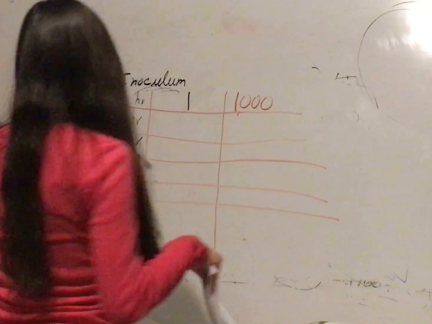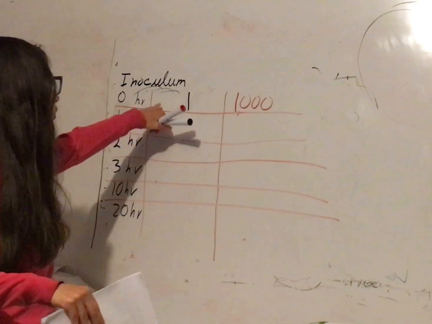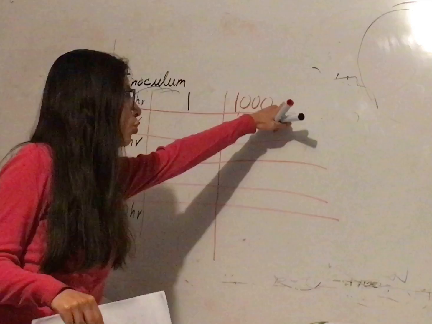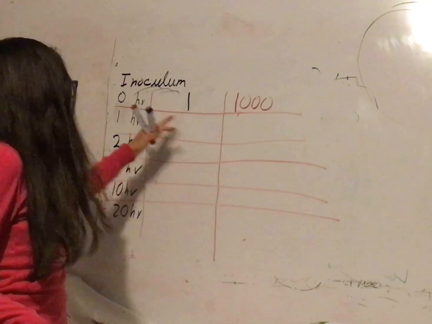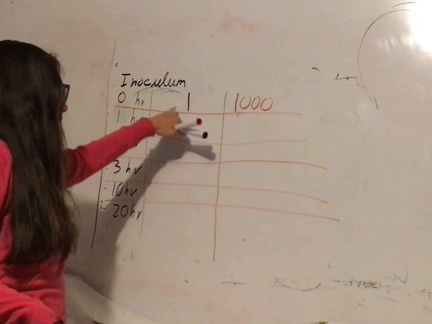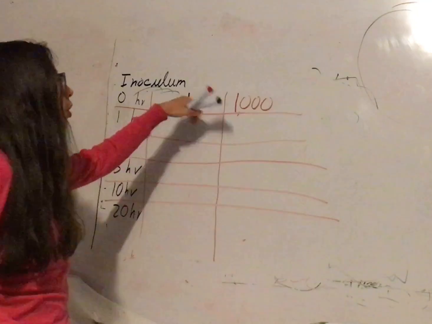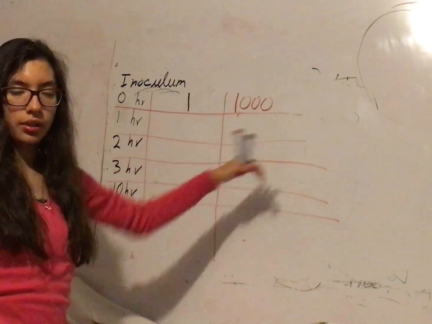Now let's do a comparative chart about the inoculum, where we have 1000 here, and we are going to see how many viral particles we have 1 hour, 2 hours, 3 hours, 10 hours and 20 hours after the 1000 viral particles infect the human cells.